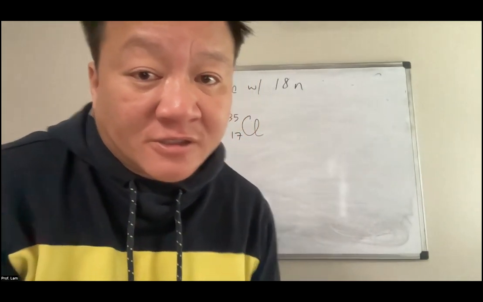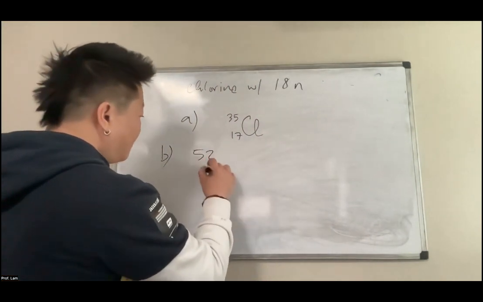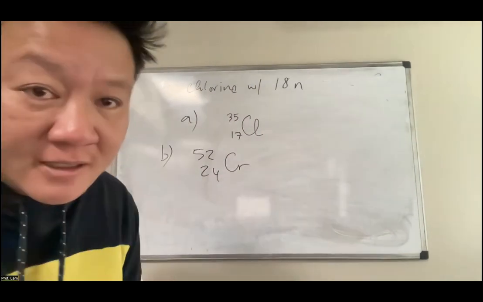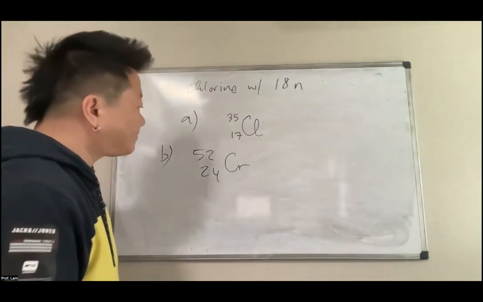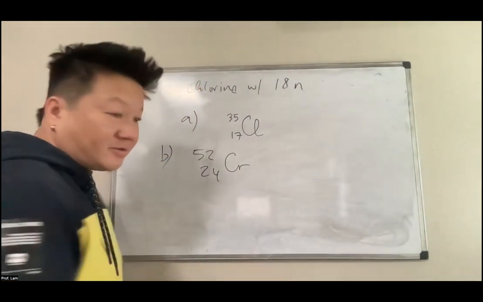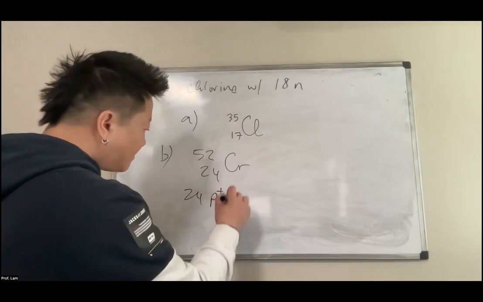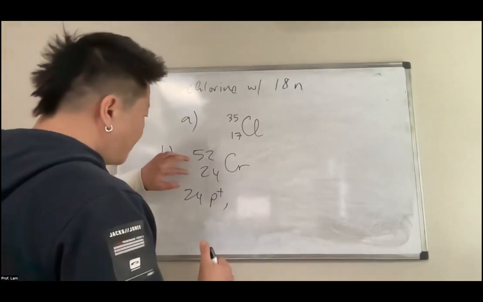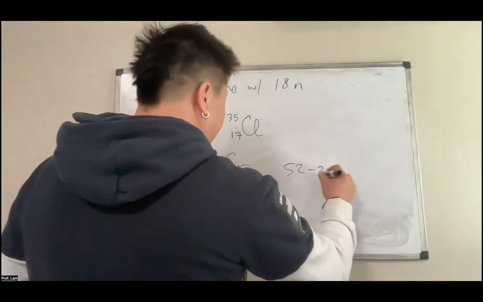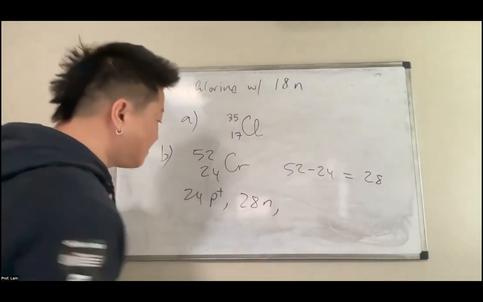Okay, that was part A. Part B. How many protons, electrons, and neutrons are present in 52/24 Cr? Okay. All right, what's Cr, guys? It's chromium, right? So you should know that. Okay. Now it wants to know the number of protons. So where's protons written at? This bottom number, 24 protons. Okay. And then it wants to know the number of neutrons. Remember, just take 52 minus 24. That's 28. Okay. So we have 28 neutrons.